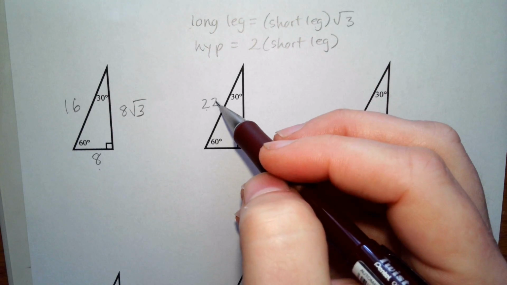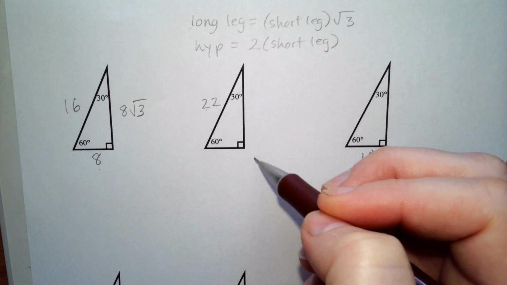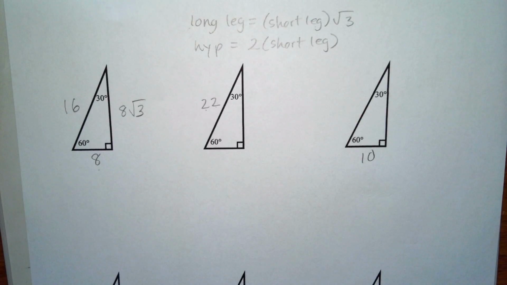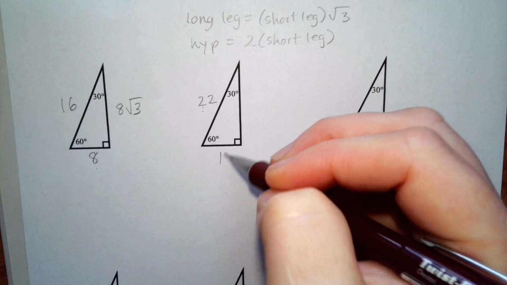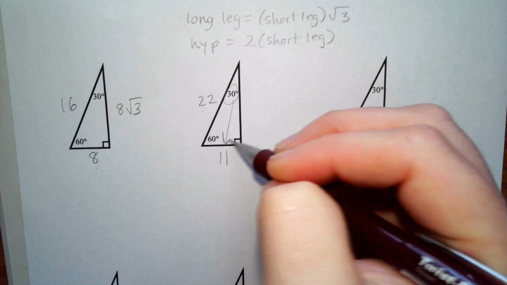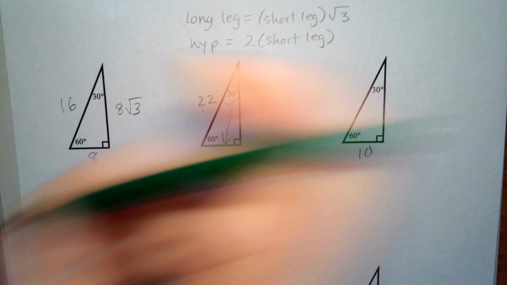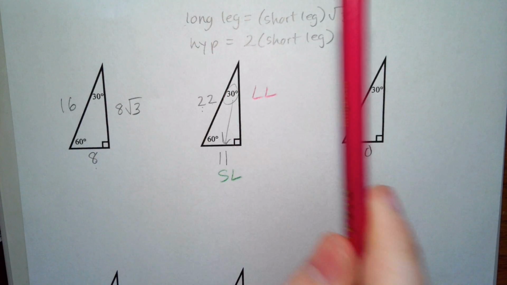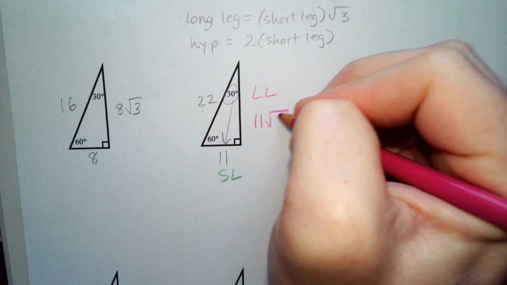Okay, so the hypotenuse in the second example they gave us was 22. So we've got to find the sides. I think you've noticed that the short leg is kind of the foundation of all these ratios. So the hypotenuse is 22. The short leg right across the 30 is 11. Maybe that'll help to label short leg here. And then the long leg, according to the pattern here, is short leg times root 3. So we're going to write 11 root 3.